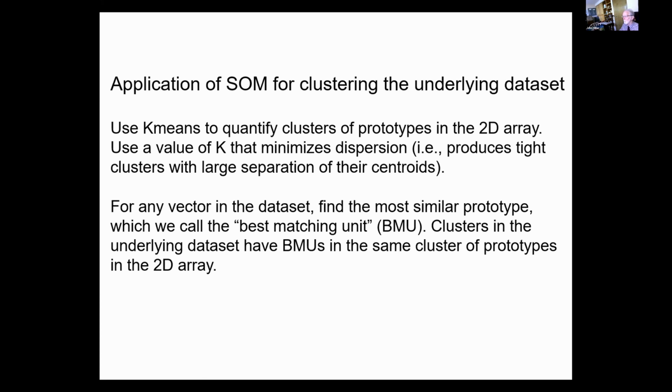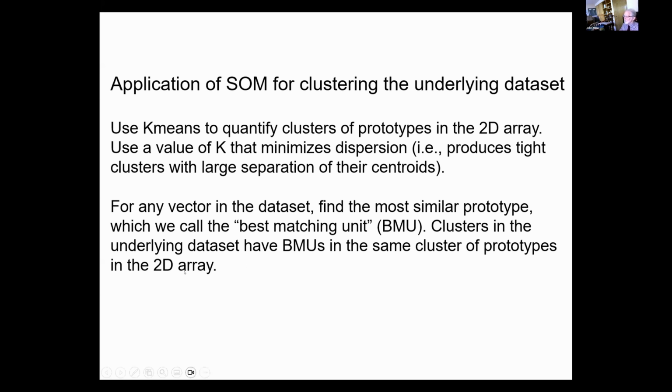K-means converges to that minimum dispersion, and you choose k to give the minimum dispersion of whatever you're clustering. Once we have defined the clusters of prototypes, then we go to a member of the underlying data set, and we ask which of the prototypes is most like this particular record in the database. Most like is generally defined in the Euclidean sense: the distance between the prototype and the vector of interest is smallest. And we call that prototype the best matching unit of the underlying record in the data set.